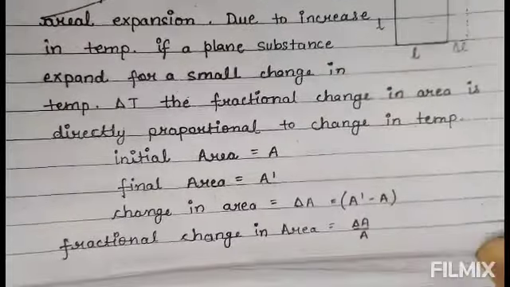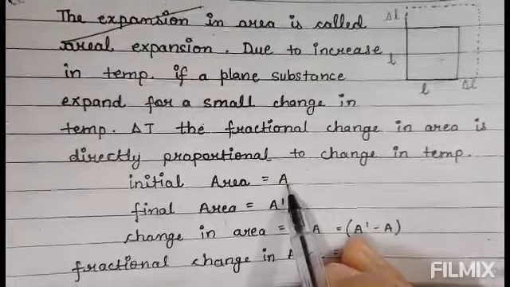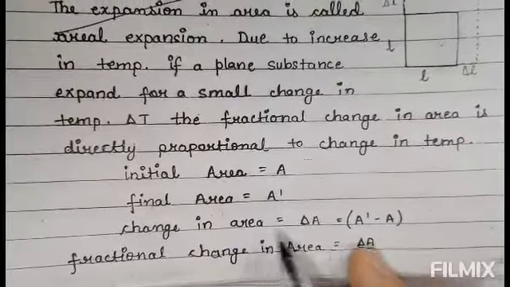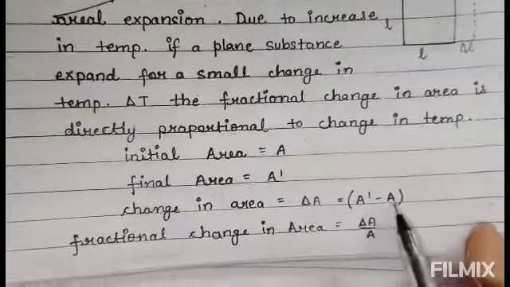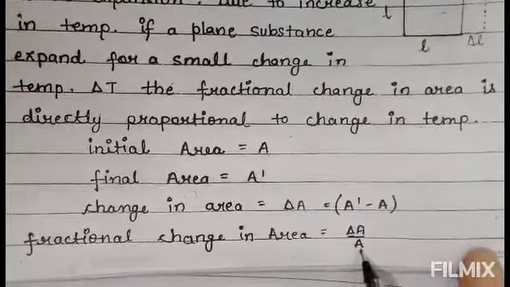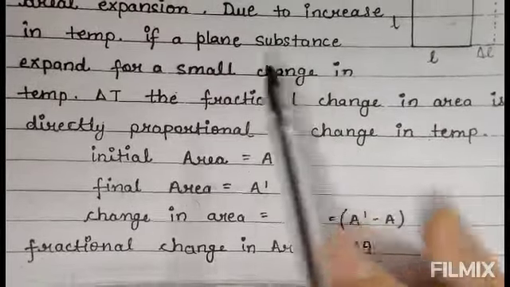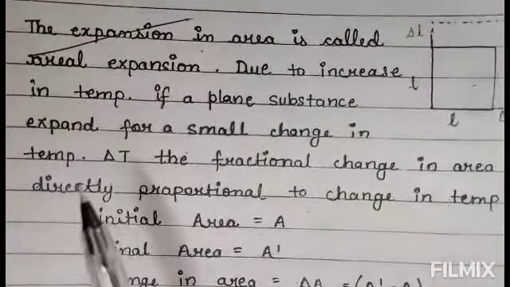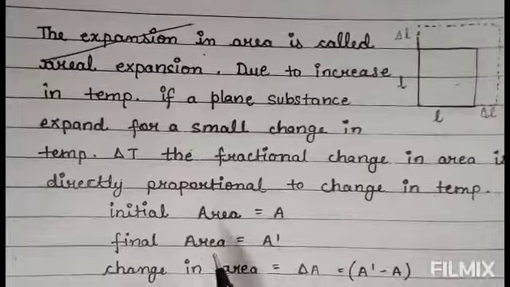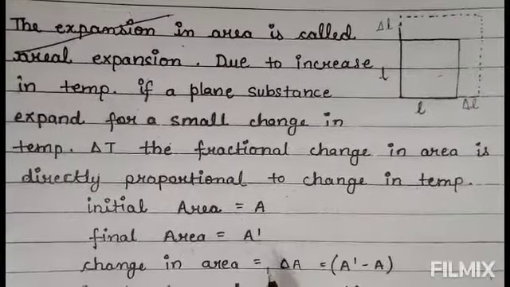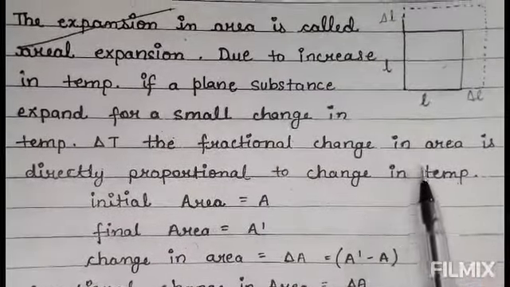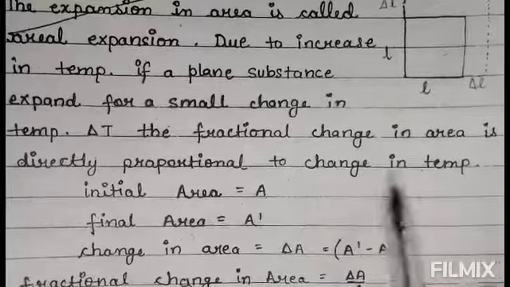Here the initial area is suppose A and the final area is A dash. So the change in area is del A, which is A dash minus A. Fractional change in area is del A upon A. The expansion in area due to increase in temperature is called areal expansion or superficial expansion. If a plane substance expands for a small change in temperature del T, the fractional change in area is directly proportional to the change in temperature.